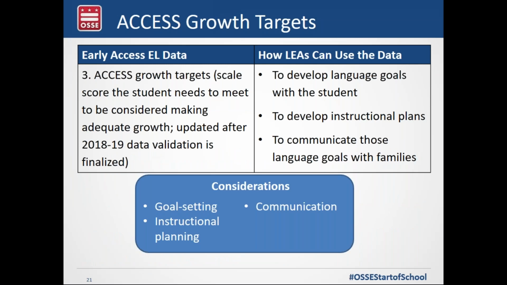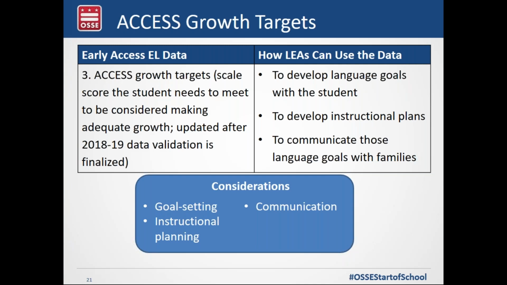Now let's look at ACCESS growth targets. So this is derived from students' previous score, and it is the scale score the student needs to meet to be considered making adequate growth from year to year. And this is recalculated and updated after the data validation for that year, for this year would be 2018-19, is finalized.